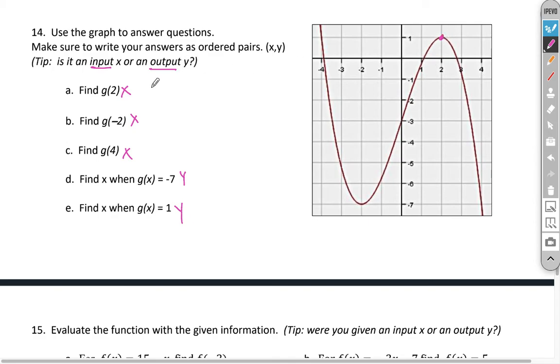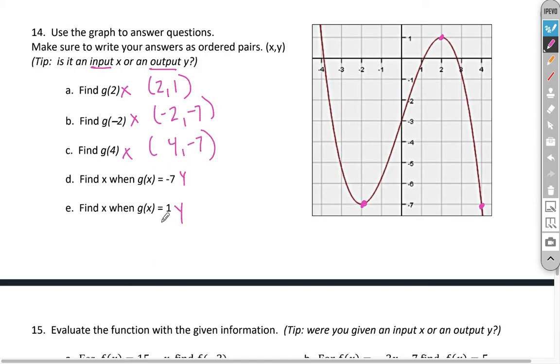our point. That point is 2, 1. G of negative 2, x equals negative 2 here. This is our point. So we've got negative 2, negative 7. G of 4, x equals 4 here. Come down, make sure you are careful with this one, but it's negative 7, so not negative 4, I'm sorry, 4, negative 7.